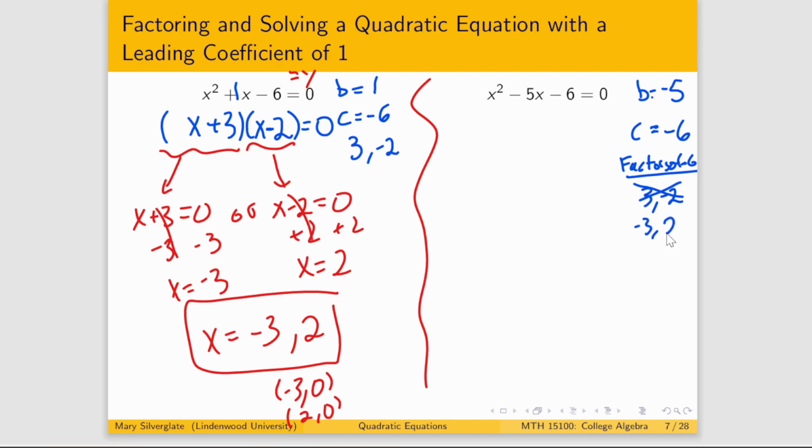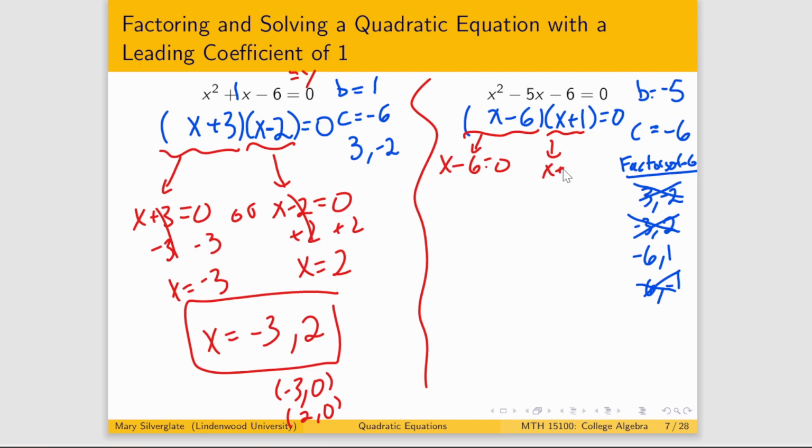Even if I flip the signs, -3 and +2, that adds to -1. Another factor of -6, however, would be either -6 and +1 or +6 and -1. Since we want to add to a -5, we want to go with -6 and +1, since -6 plus 1 is equal to -5. So this factors into x minus 6 times x plus 1 is equal to 0. And now we're ready to solve these as our two mini equations. So you set up one mini equation as x minus 6 is equal to 0, and the other mini equation is x plus 1 is equal to 0.